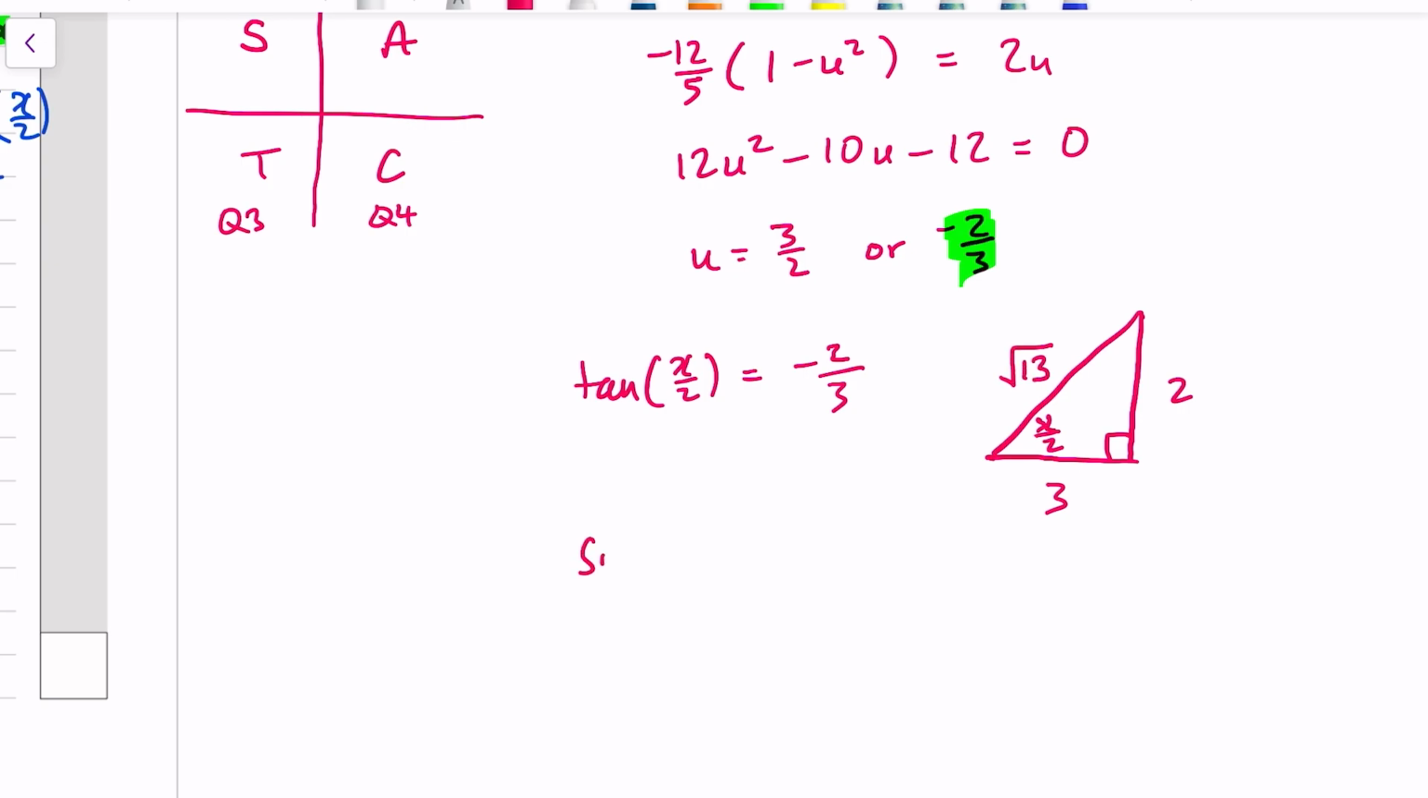And then the sine is opposite over hypotenuse. Opposite is 2, root 13 is the denominator there. And for the same reason as before, sine is positive, so we take the positive value there.